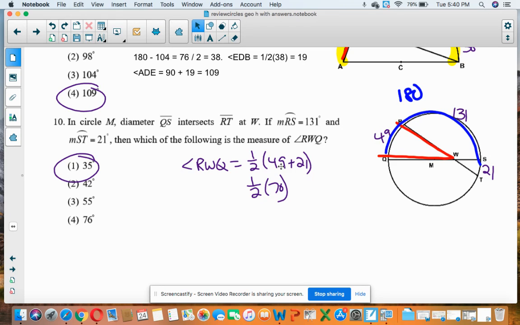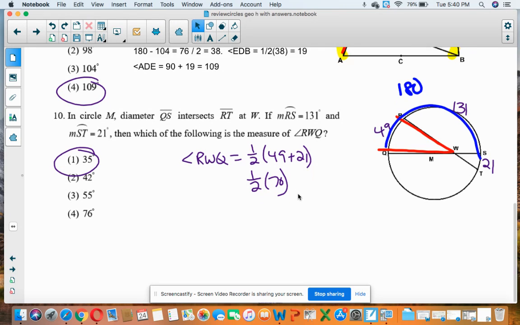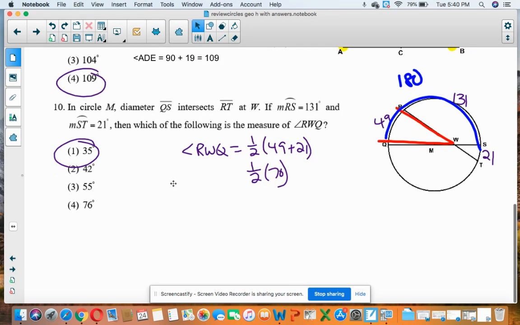So the problem in here is that I didn't necessarily have all the arcs. They told me that RS is 131, so this was 131. And together, everything I have highlighted in blue is a semicircle, so it has to equal 180. So that's how I figure out that this arc right here is 49. And they gave me ST over here was 21. So again, it's 1/2 the sum of the arcs, and that's how I get the arcs. And half of 70 is 35.